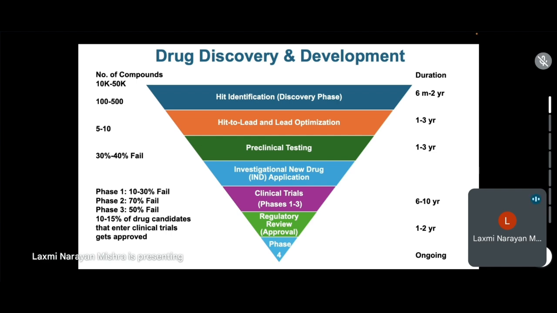So during phase 1, we have phase 1 clinical trials. During this phase, 10 to 30% of the compounds fail. And this is only safety testing. So we take 20 to 100 healthy volunteers. Typically 70 to 90% of the candidates move to the next stage, because we are not looking for the drug efficacy during this stage. So in phase 1, most of the drugs pass. So only 10 to 30% fail.